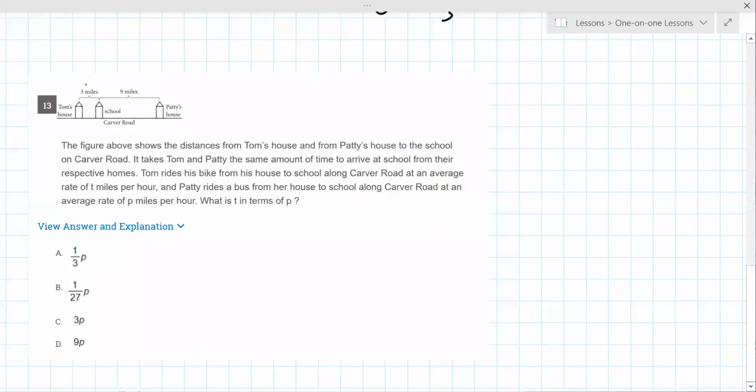So we're going to change this to 4 and 6. And this is going to be P and this is going to be T this time. So I want you to try this on your own. I want you to set it up as D equals RT, and you're doing it for both Tom and Patty.